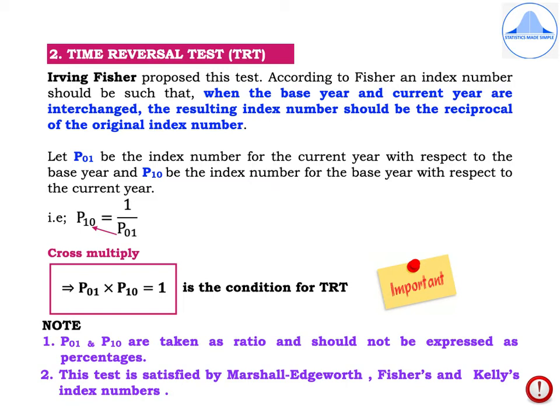So there are 2 important points to keep in mind whenever we do the time reversal test. First one is P01 and P10 are taken as ratio and should not be expressed as percentage. Though the formula will have into 100, when we are doing the TRT, you have to ignore the 100. And this test is satisfied only by Marshall-Edgeworth, Fisher's and Kelly's index numbers.